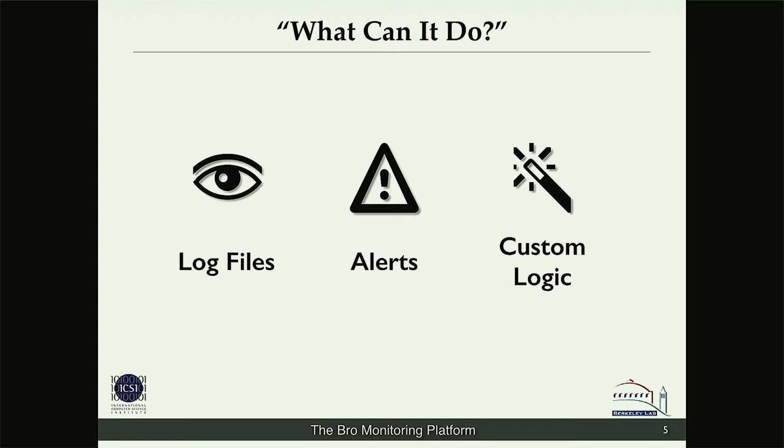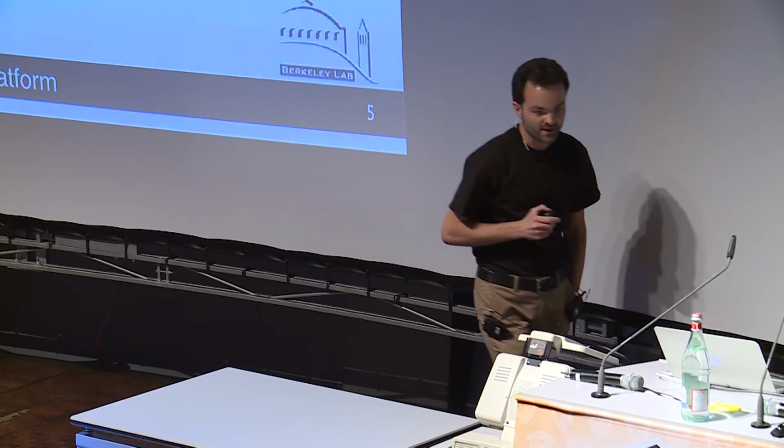So I'm going to break the rest of the talk into three parts of what Bro can do for you. One is log files, which produce a record of what's going on in your network. Second is alerts, it can notify you of interesting stuff. And third, you can customize it.